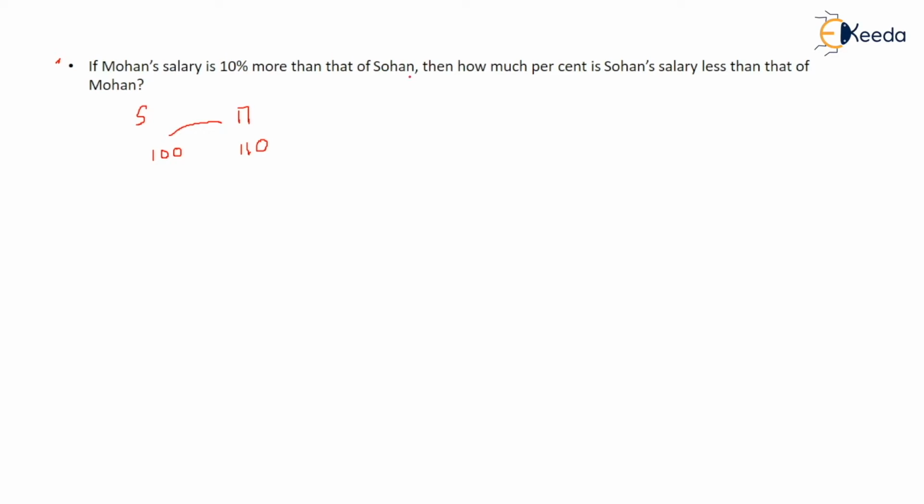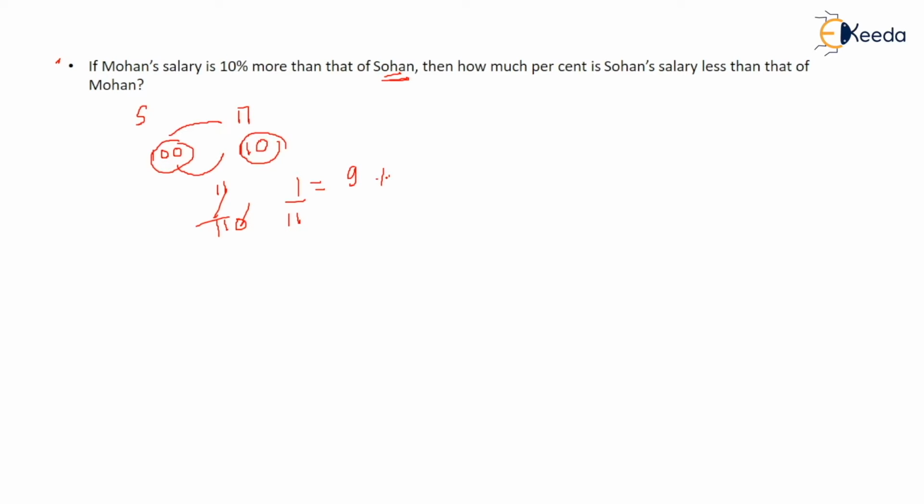Whenever you attempt this type of question with reference to something, always try to solve it backward. 110 was Mohan's salary, and Sohan's salary is 100 rupees. So what is asked? How much percent is Sohan's salary less than Mohan's? It is 11 less than that of Mohan, who has 110. We do 11 by 110, that is 1 by 10, equal to 10%. Okay, you can simply find it this way.